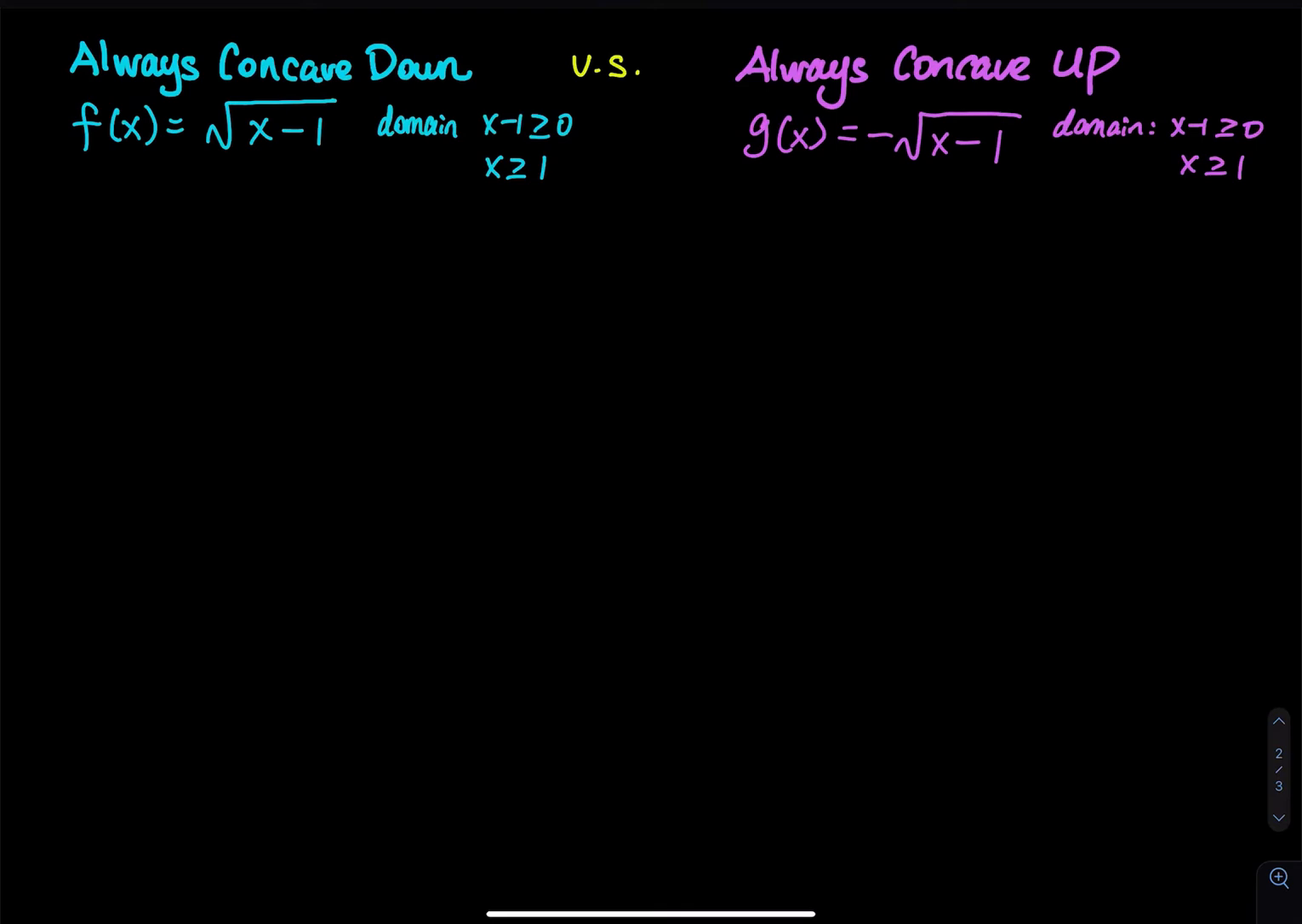We have two square root functions. One is always concave down, one is always concave up. I would like to do a compare and contrast regarding their concavity. Let's start with the one on the left.